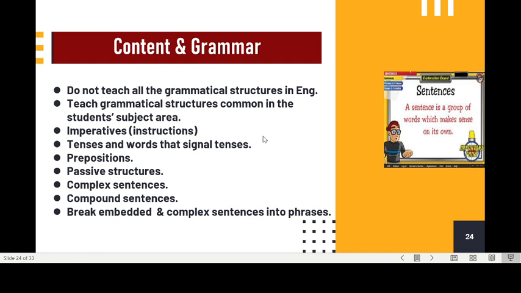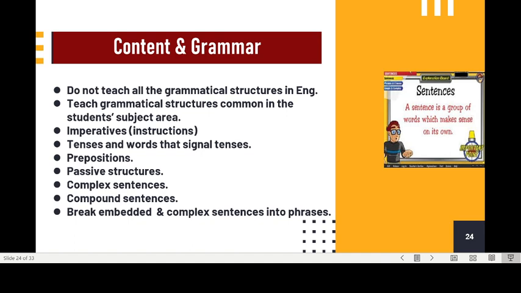Okay, now do not teach grammar from a grammar book. Teach grammar through the text, through the engineering text, or economics text, or chemistry text. When we teach English for engineering or chemistry or economics, we do not need to teach everything in English grammar in the grammar book. We only teach those grammatical structures that are very common in engineering or in economics textbooks.